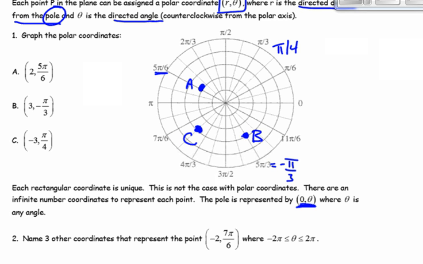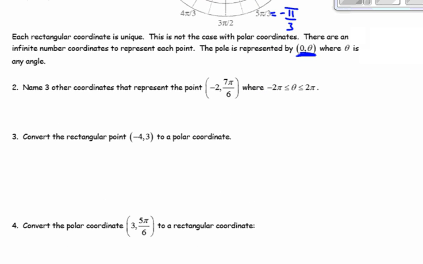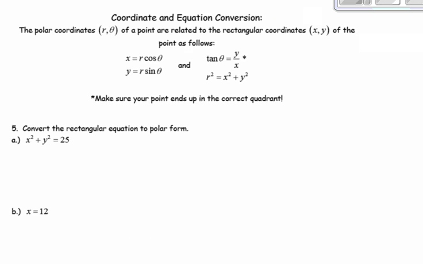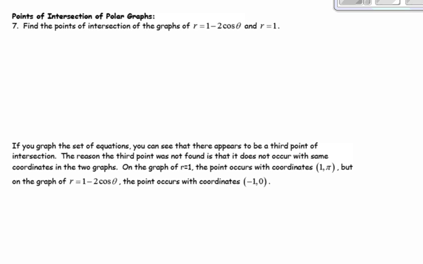All right, so I'm going to skip over the next few examples. This is just talking about converting from polar to rectangular and vice versa. The next page is also converting equations back and forth, but I'm going to skip to the next page, which is points of intersection of polar graphs.